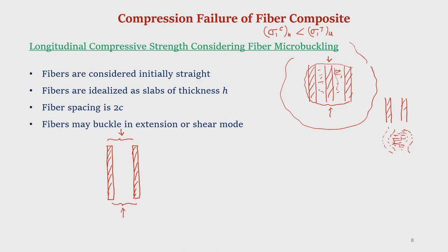compression. Okay. The fibers are idealized as slabs of thickness h and width as unity. In the width direction it is unity. Okay. The fiber spacing is say twice c. Okay. And the fibers might buckle in extension and shear mode. That means, under this compression there could be two ways the fibers could buckle.